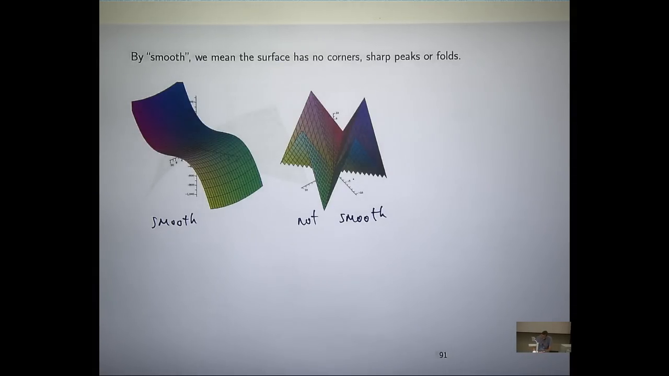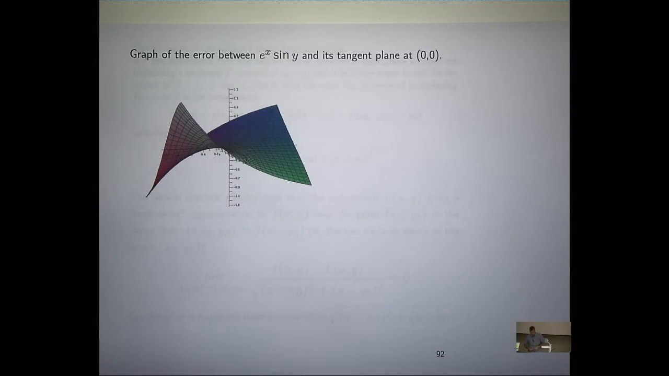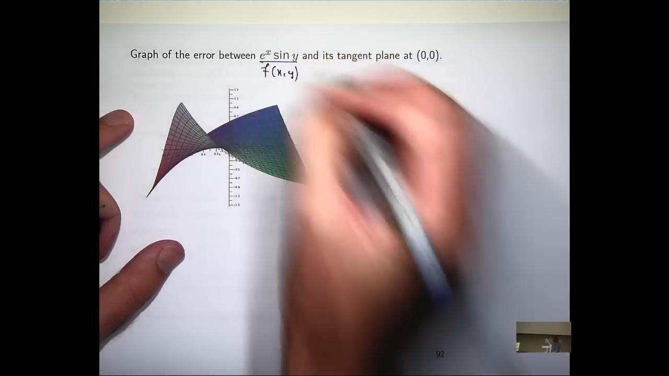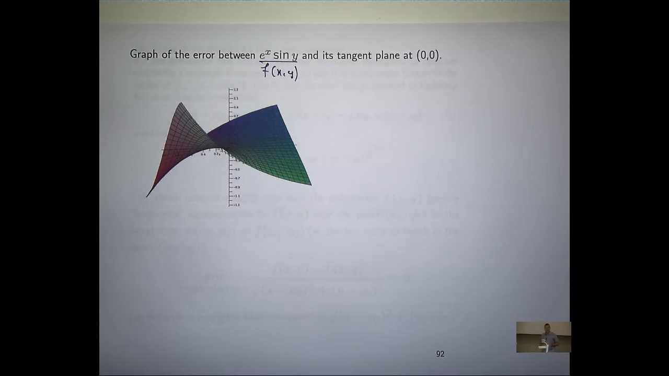Now, I mentioned that for these sort of smooth surfaces, the tangent plane will provide a reasonable approximation to the surface near the point of interest. So let me roughly justify that. Here's a function of two variables. The graph there, I've done using Maple, using the plot3d command, which is very useful. The surface there is not the graph of that function. What I've done is use Maple to plot the graph of the error between the function and its tangent plane.